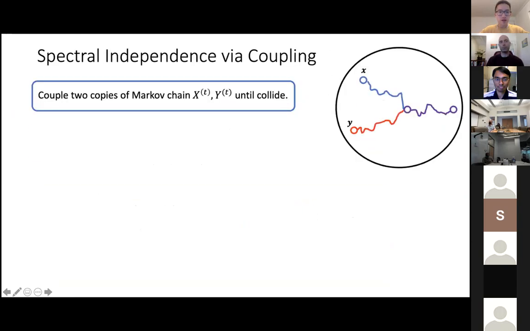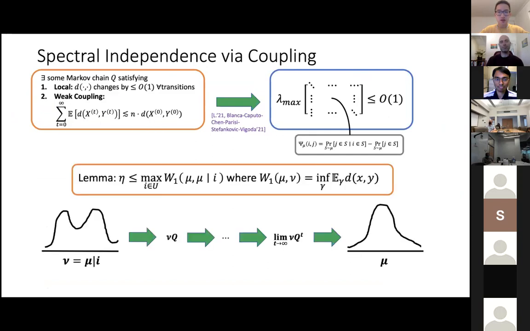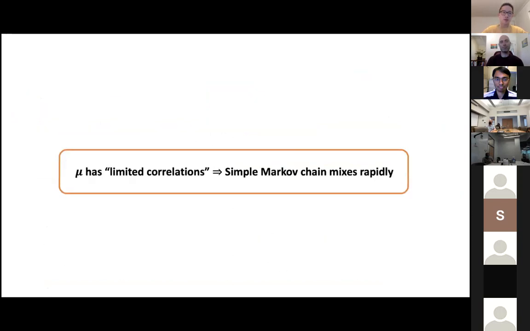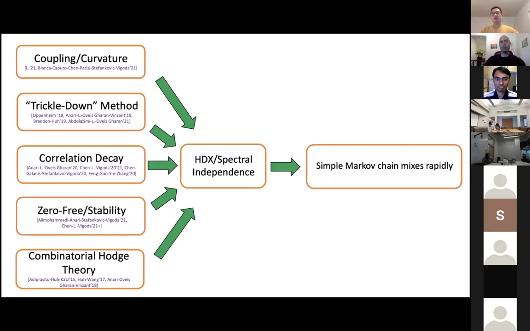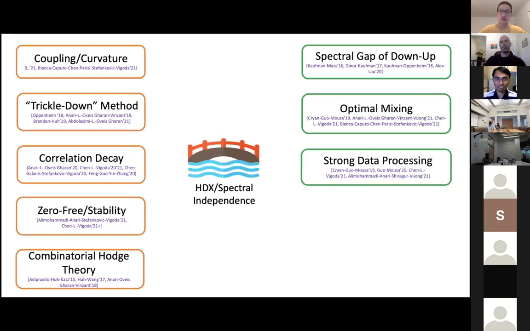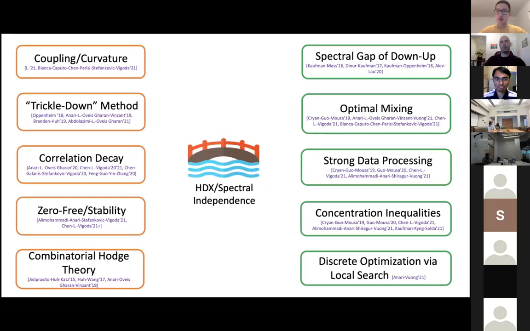Okay, so I'm not going to have enough time to show you the fourth method, which is called coupling. I do want to wrap up by showing you the thesis that we follow in this talk, which is that if your distribution has a limited correlations property, then this implies that a simple Markov chain mixes rapidly. In particular, we now have lots of methods that give you spectral independence. And we also now know that spectral independence, and other notions of high-dimensional expansion, imply lots of other nice properties, like optimal mixing, concentration, and so on.